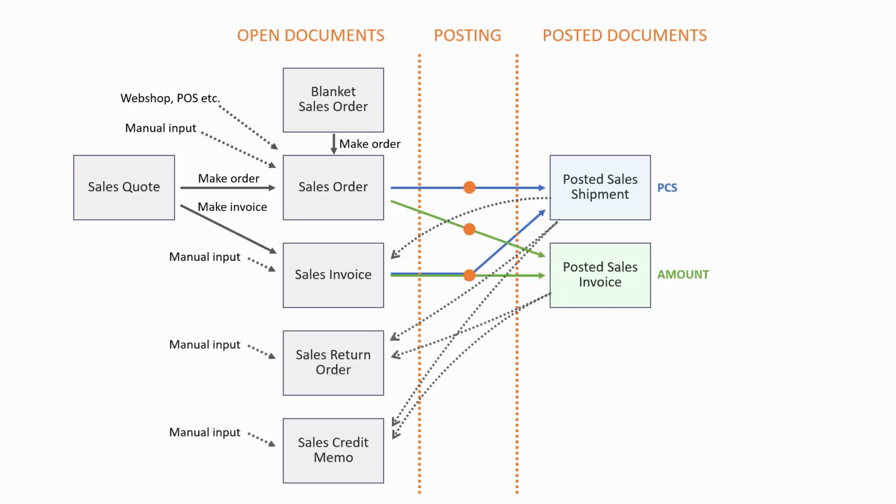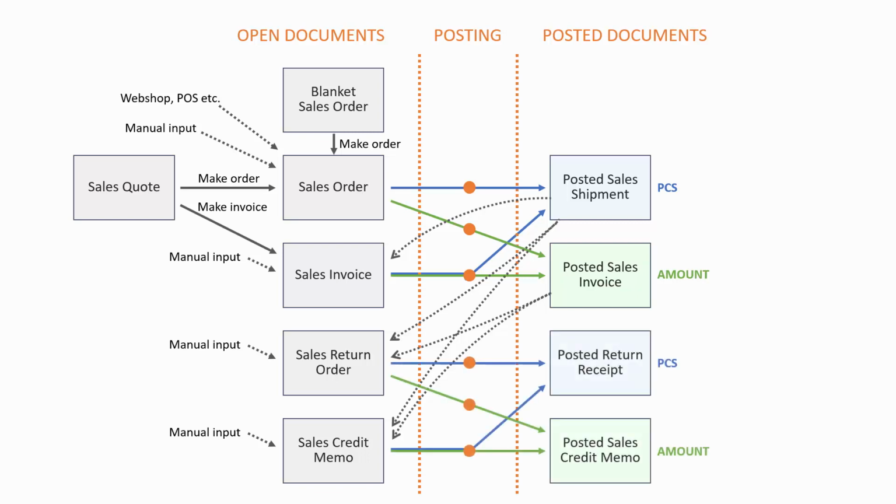The sales return order can be made manually or from the posted shipment or posted invoice and another posted sales document. So there's a functionality to import the posted documents to revert it. And likewise on the sales credit memo, it's possible to import from the posted documents to reverse it. And the posted sales return order and sales credit memo both create posted return receipts that has to do with quantities, and posted sales credit memo that has to do with amounts. And again, from the return order, the posting is done in 2 steps. From the credit memo, it's 1 step.